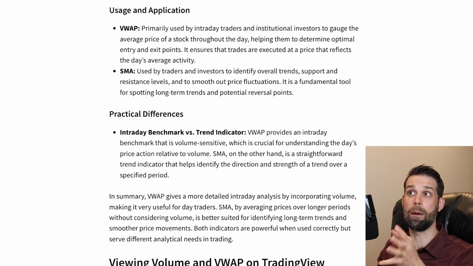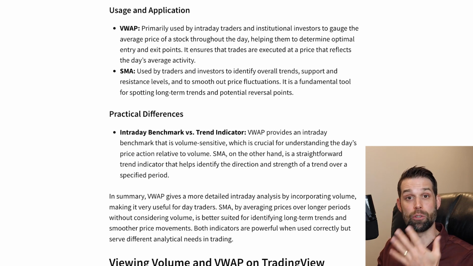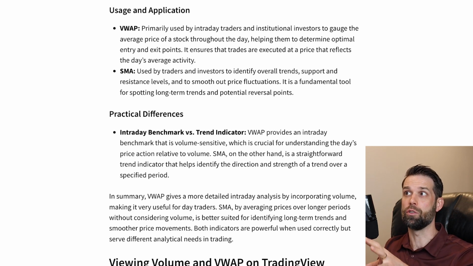The VWAP is primarily used by intraday traders, so day traders, and institutional investors who want to gauge the average price of a stock throughout the day, helping them determine the optimal entry and exit points. And it ensures that trades are executed at prices that reflect the day's average.